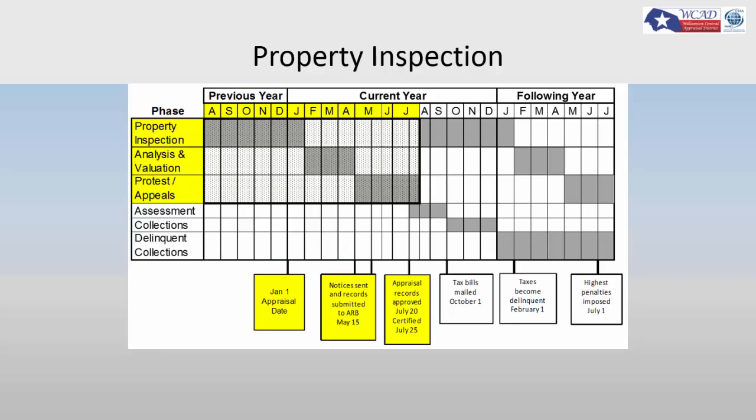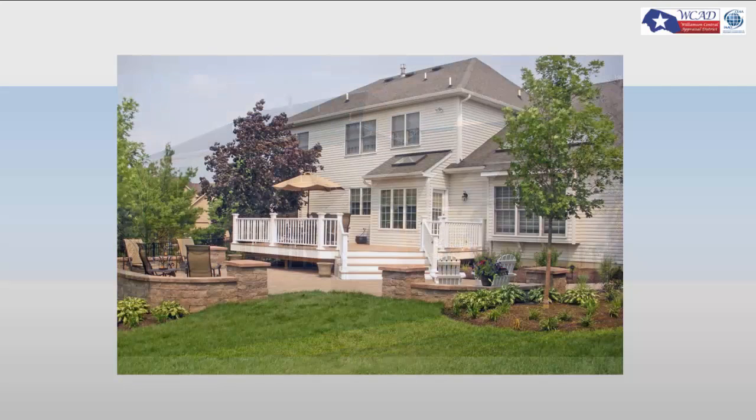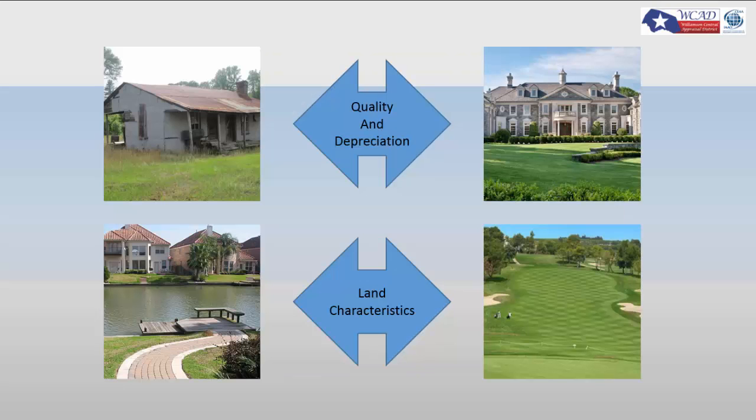Property inspection typically takes place from August through February and involves activities for appraising new homes and businesses and reappraising existing ones. Appraisers from the district may visit and inspect properties for various reasons, but the most common are to measure recently constructed homes and buildings, measure structural additions to existing homes and buildings, or confirm or correct any relevant data the district has about the property, such as quality, depreciation, or land characteristics.